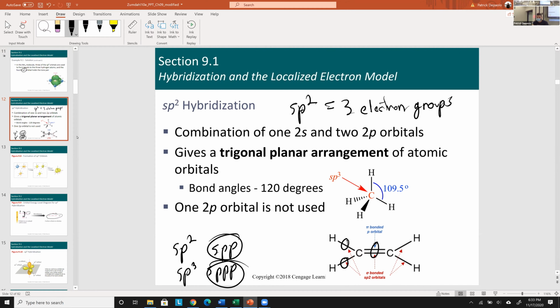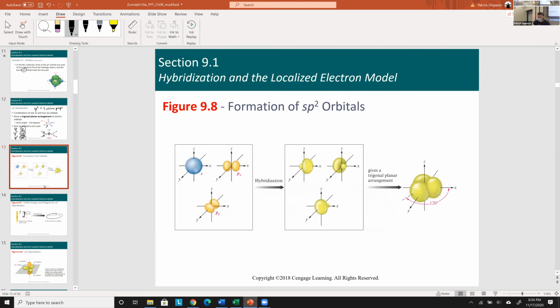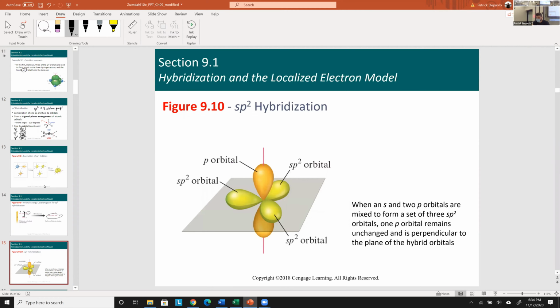So what do you think comes next? sp3, sp2, sp1, yeah, sp. That's exactly it. So for sp, you would have how many electron groups? 2 electron groups. That's exactly right. Good, Isaiah. All right, so let's go to that. So here's your sp2 orbital. So you have your unfilled p orbital here, and then you have your sp2 hybridized orbitals.